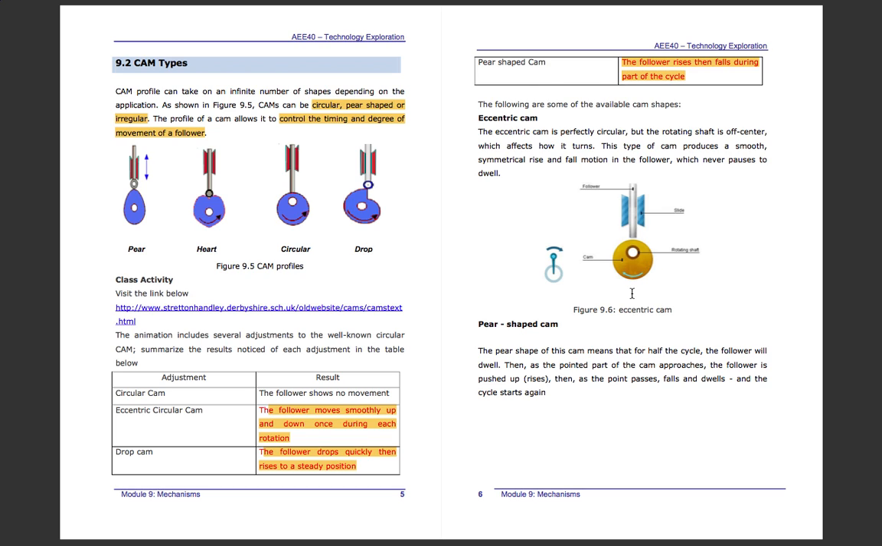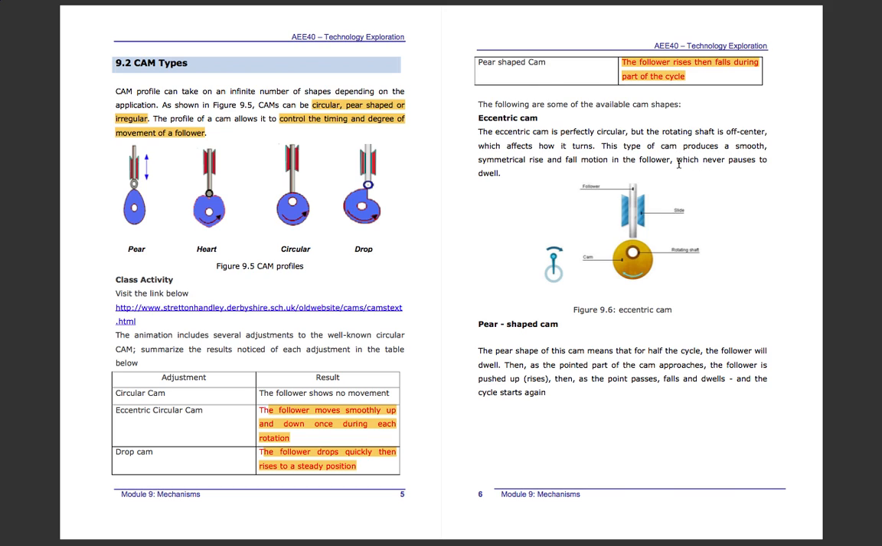So here, this is your eccentric cam. You should memorize the diagram. This is the cam. This is the rotating shaft. This is the follower. The eccentric cam is circular, but the shaft is not in the center. You see, it's off center. This will give a smooth rise and fall. So it will be very smooth how the follower will rise and fall.